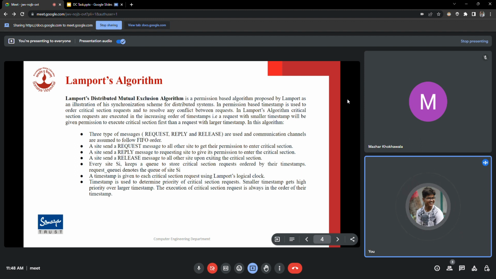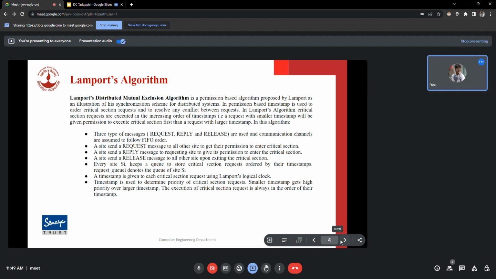Every site Si keeps a queue to store critical section requests ordered by their timestamps. The request queue denotes the queue of site Si. That is, every node has a queue which stores the different timestamps every node is sending. The last two points say that a timestamp is given to each critical section request using Lamport's logical clock, and timestamps decide the priority of critical section requests. Smaller timestamps get more priority than larger timestamps.